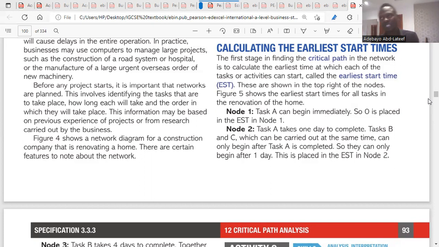Do you understand the latest finish time? The earliest start time is how soon the project is going to start. The latest finish time is the time at which, if there's going to be any delay, it would not affect the project. Is it clear? So how do we calculate the latest finish time? It is the LFT at node minus the time taken to complete the previous task.